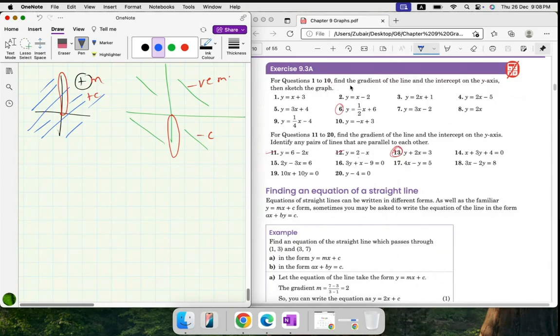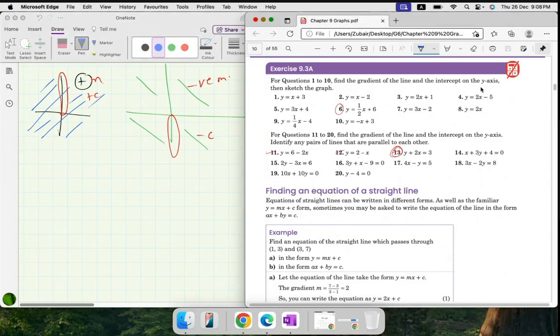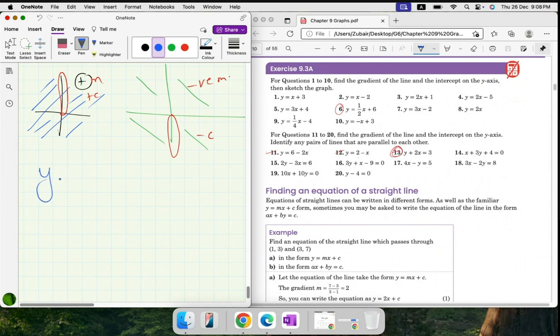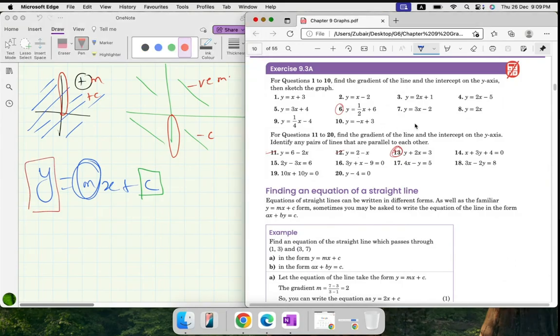For question 1 to 10, find the gradient of the line and intercept. Okay, sketching is after that. So first, if we have to just find the gradient and y-intercept, the general form was y equals mx plus c. So whatever is the coefficient of x is the gradient, and whatever is left behind is the y-intercept. And important is when we have y as subject. Luckily, in all these questions from 1 to 10, y is already the subject.